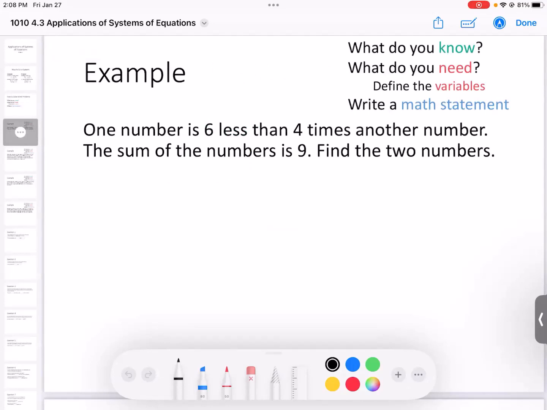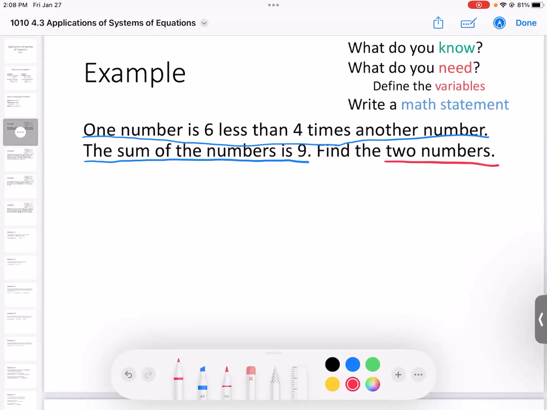So for example, let's say that we have this word problem. It says one number is 6 less than 4 times another number. The sum of the numbers is 9. Find the 2 numbers. So if I go through and underline the stuff that I know, one number is 6 less than 4 times another number. That's one of the facts they gave me. Then I also know that the sum of the numbers is 9. And the thing I'm looking for is the 2 numbers.